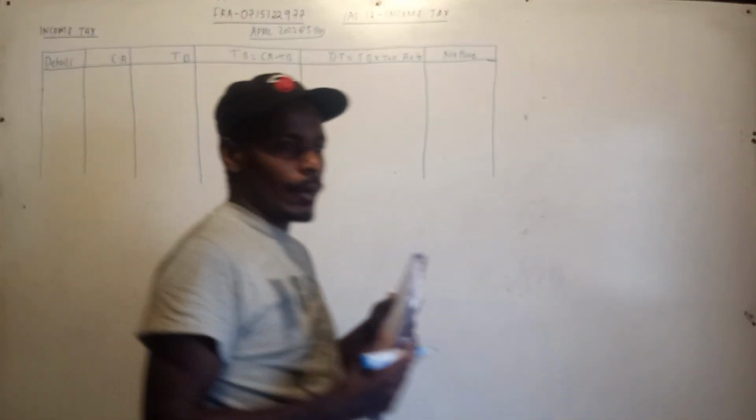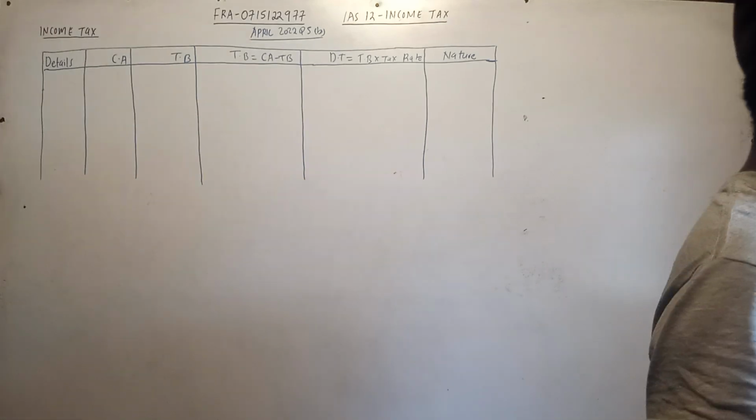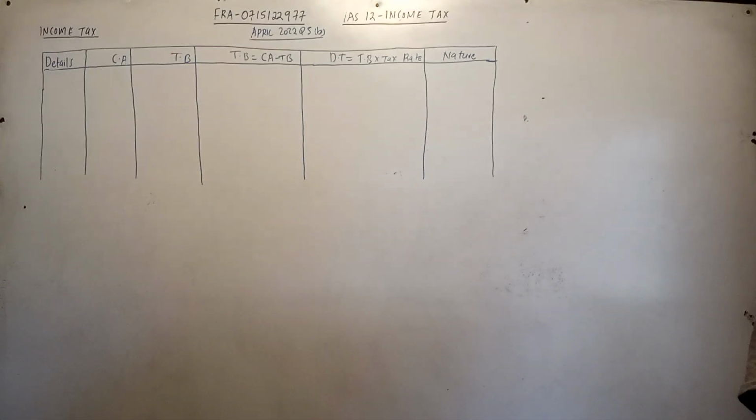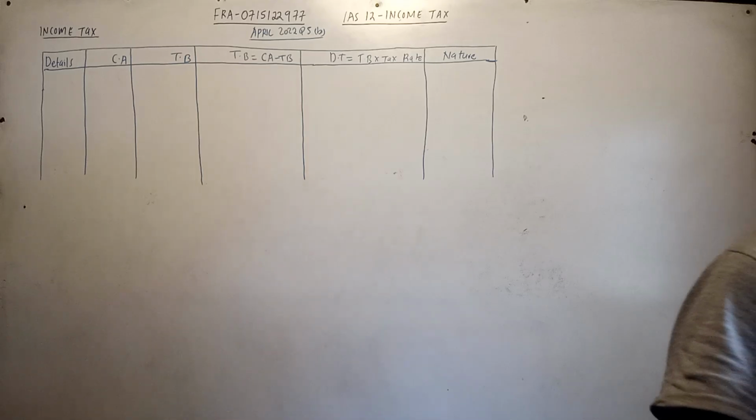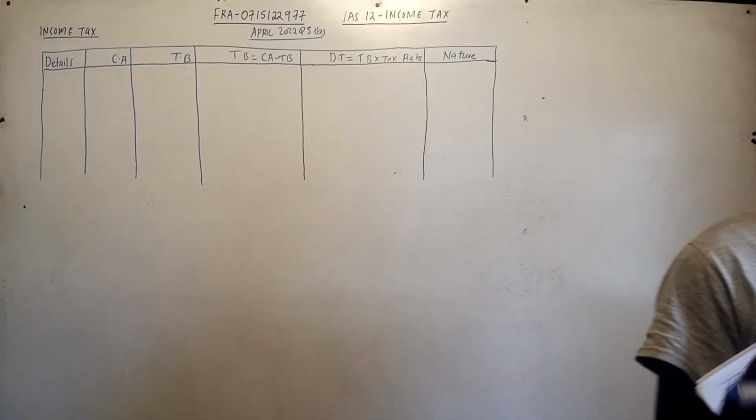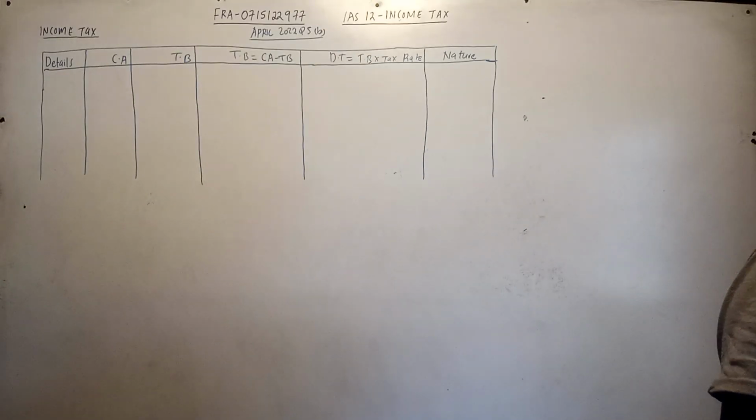So let's start with information number 1. Zoe Limited is a public limited company in the process of finalizing its financial statements for the year ended 1st October 2021. The following information has been extracted from the accounting records for the purpose of estimating the deferred tax balances. Remember, the deferred tax arises because of the temporary differences. Now, inventory is stated in the financial statements at the lower of cost or net realizable value.